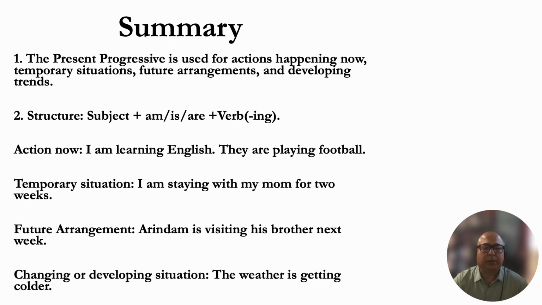But before we wrap things up, let's go over some of the key points. The present progressive is used for actions happening now. You must remember that. And there are 4 situations. Actions happening now, temporary situations, future arrangements, and things that are changing or developing. Okay? The structure of the present progressive tense is subject plus a helping verb followed by a verb with the ing suffix.